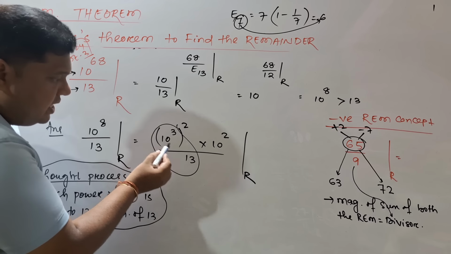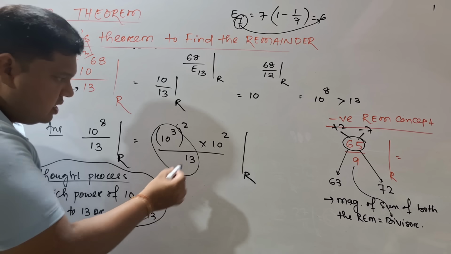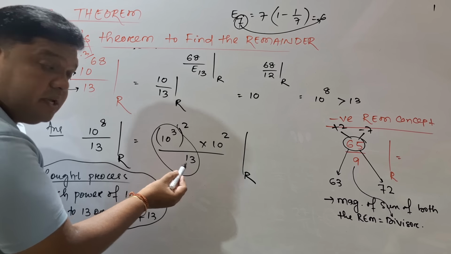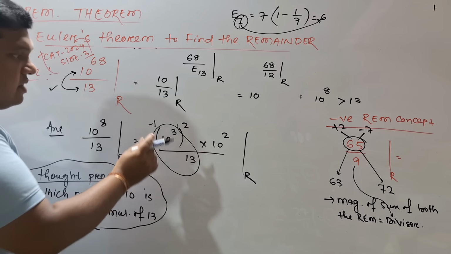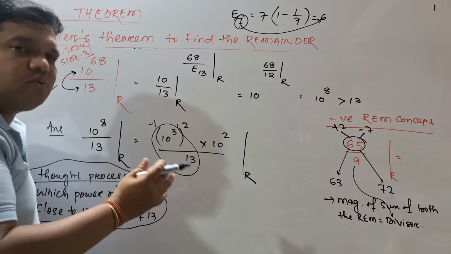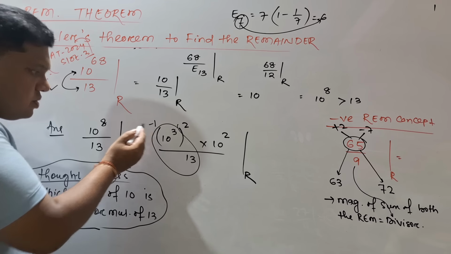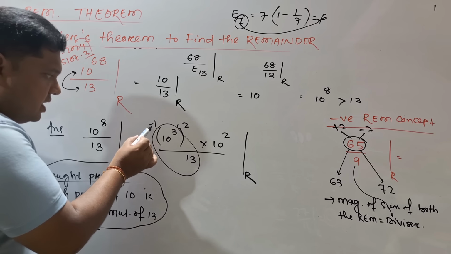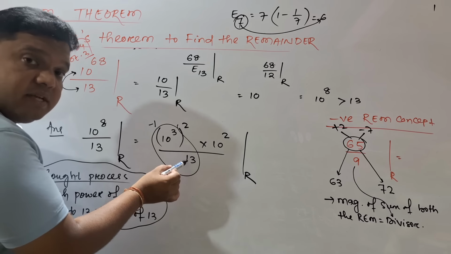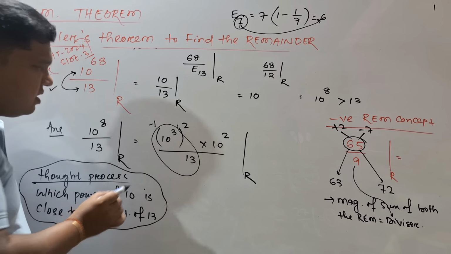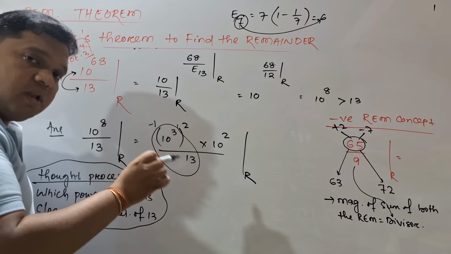1000, when it is divided by 1001, 13 is the multiple. 1000 by 1001, the remainder is what? Minus 1. If I consider 1000, then it's a square, it will take more time, so it is better to use the negative remainder. So minus 1 here. If I solve this, 10 cube when divided by 13, the remainder is minus 1. Now minus 1 square is 1.